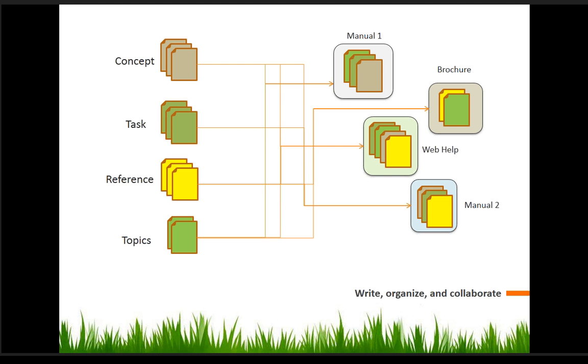And for task or procedure-based content, we use the task DTD, and for reference we use reference. Mainly when we have to present a table, say a properties table, or if we are providing a reference to certain concepts or tasks, then we can have it in our reference topics. And for general topics we can always use the general topic DTD. Using those DTDs we create various topics, then we collate them together and publish various output formats.